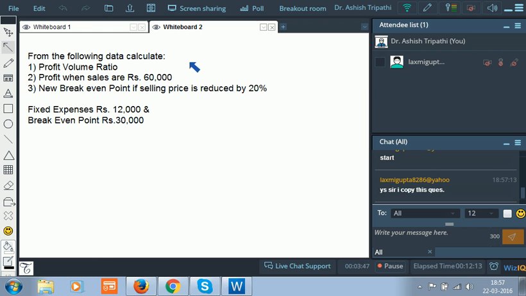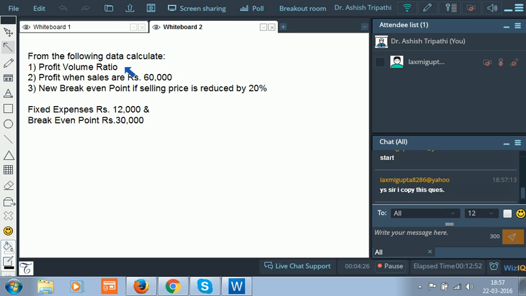So let us try to understand this question. From the following data, calculate first profit volume ratio. We will have to calculate three things. First is PV ratio. Second, profit when sales are rupees 60,000. And third, new break-even point if selling price is reduced by 20%. The information which is given to us is fixed expenses rupees 12,000 and break-even point rupees 30,000.